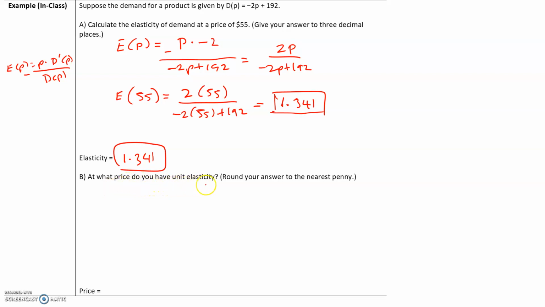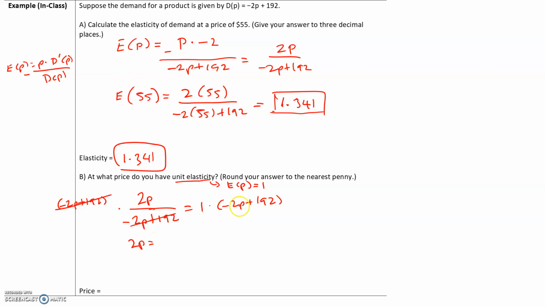At what price do you have unit elasticity? Unit elasticity is when the elasticity function, which is 2p divided by negative 2p plus 192, is equal to 1. Once again, this happens when the elasticity function equals 1. So first I'm going to move this to the right by multiplying both sides by negative 2p plus 192. So this cancels out.